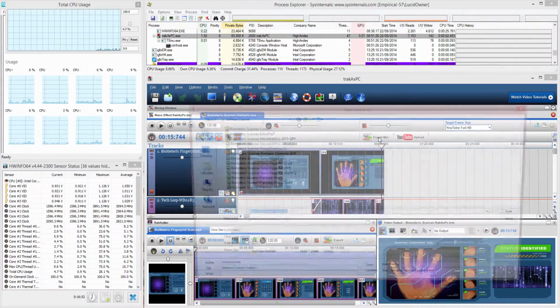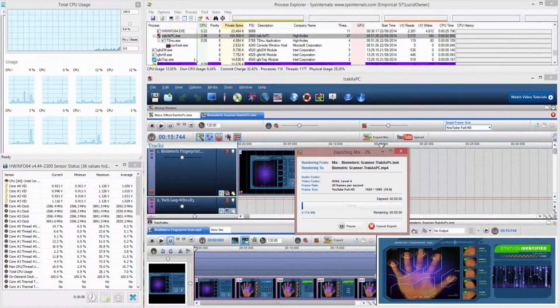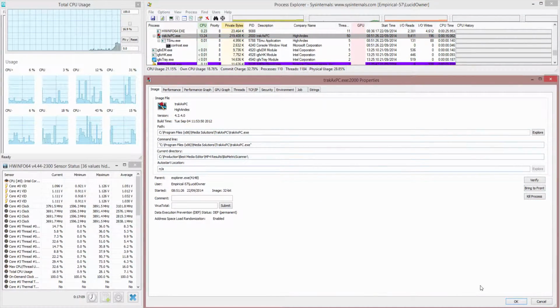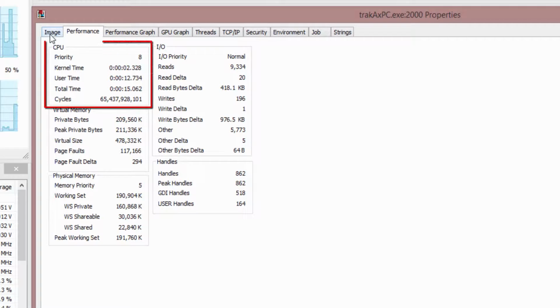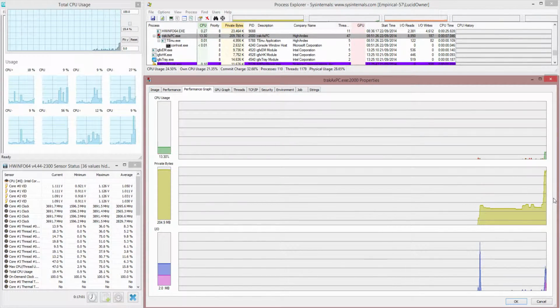So the first thing I'm going to do now is render the project, and the first thing I don't like is this very limited media builder, as it were. Now we're going to look at the process, and when we look at the process, first thing I want to show is that the CPU priority is the normal, which is priority 8. That's the normal priority you give to a thread.